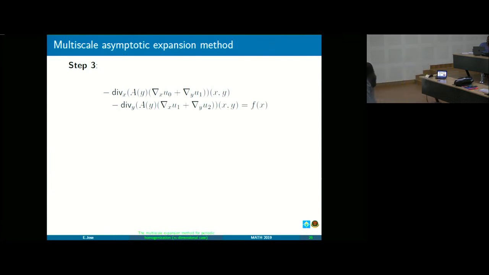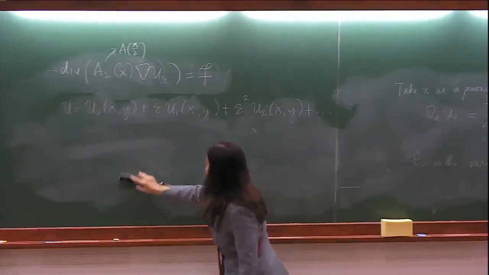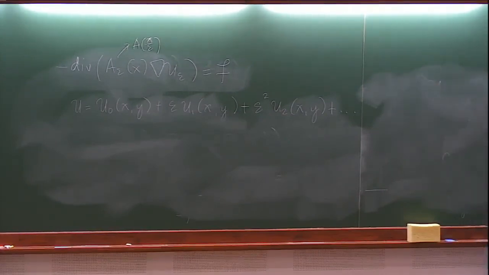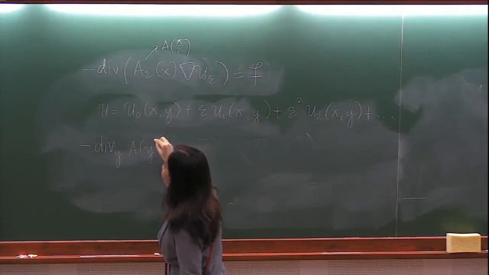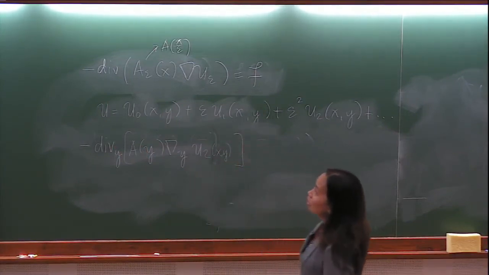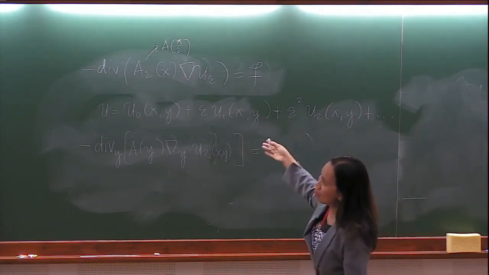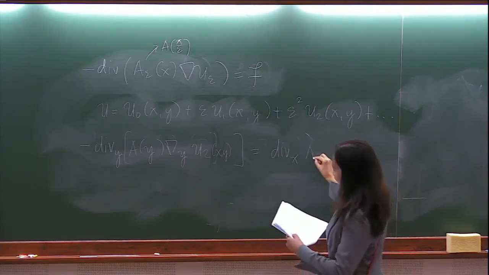So what do I need? I need this, so I will not erase that. I don't need this. Now let me write in the following way. I need the gradient in y of U2, because I need U2. So I will copy here so you can see. A of y.